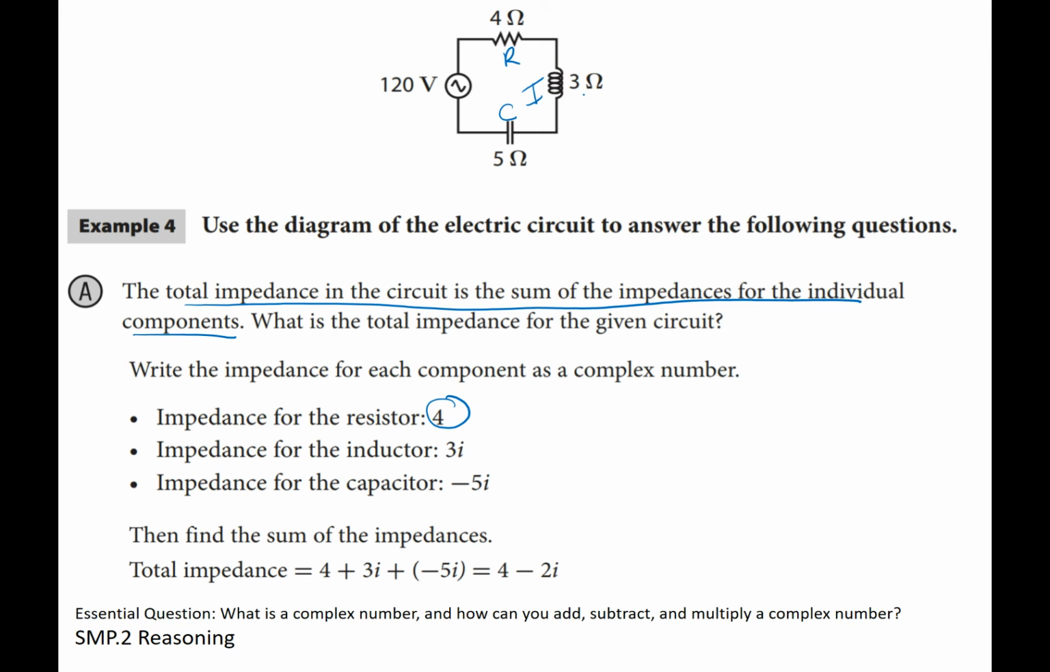For the inductor, it's an imaginary number that's positive. So the number here with an I after it. This one here for the capacitor, it's an imaginary number that's negative. So negative 5I. And then we just find the sum by adding them up. So we add 4 plus 3I minus 5I. This one stays a real number, and these two get combined together. So 3I minus 5I is negative 2I. So the sum of the impedances is 4 minus 2I.